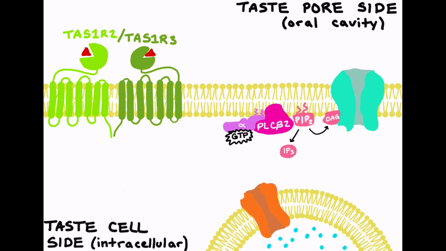So IP3 then moves to the calcium ion channels located inside the taste cells, which open ion channels releasing calcium ions into the intracellular space. These calcium ions, along with DAG, bind to and open sodium channels on the cell membrane. An opening of these channels allows sodium to flow into the cell, triggering an action potential.